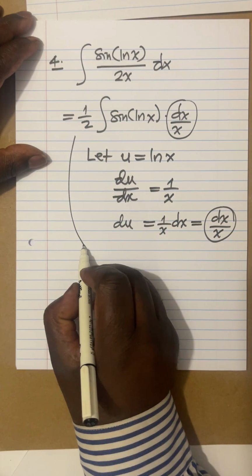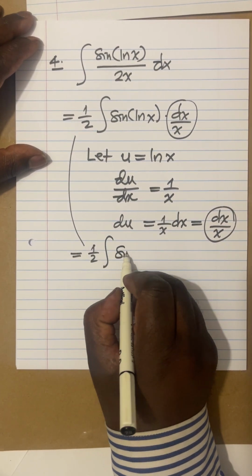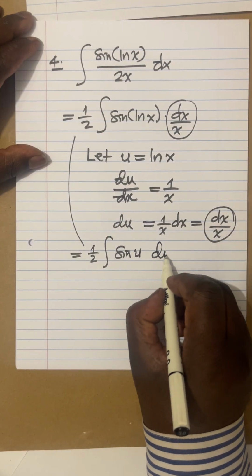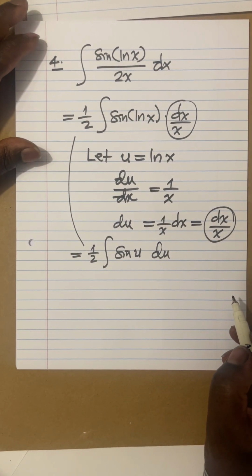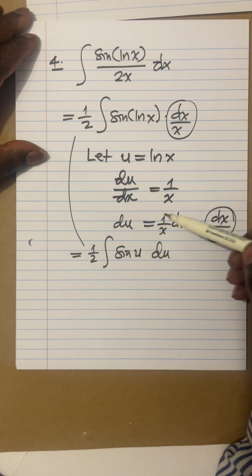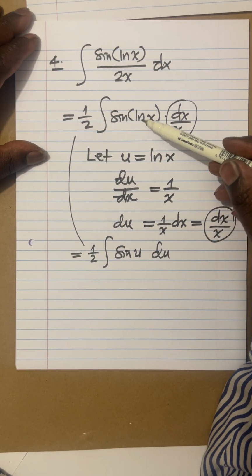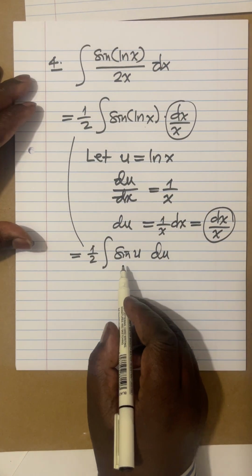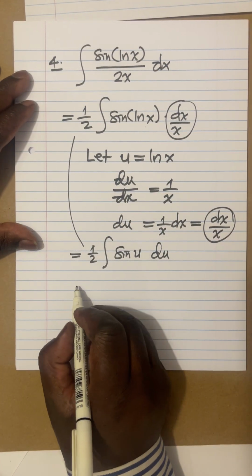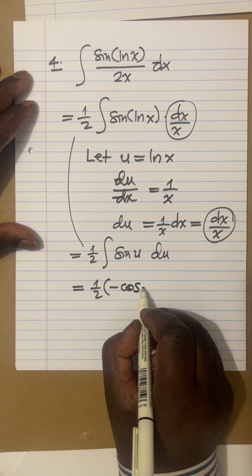So this integral then changes to half the integral of sine u du, and that's what I have. Remember, du equals dx over x. That would be du sine u, and then the half is out. What is the integral of sine u? It is minus cos u. So this is half minus cos u.